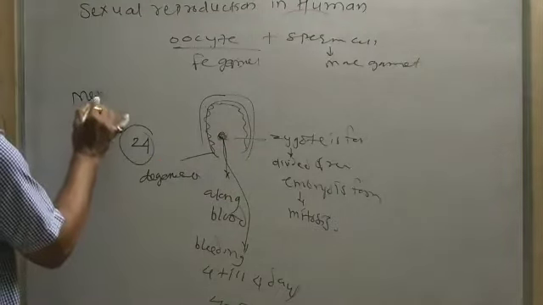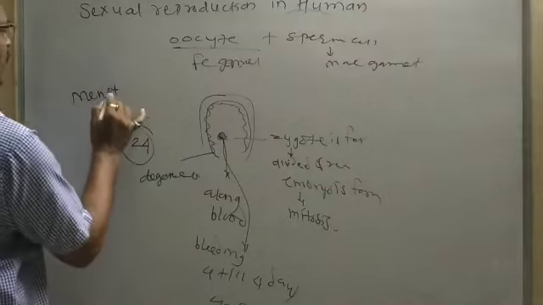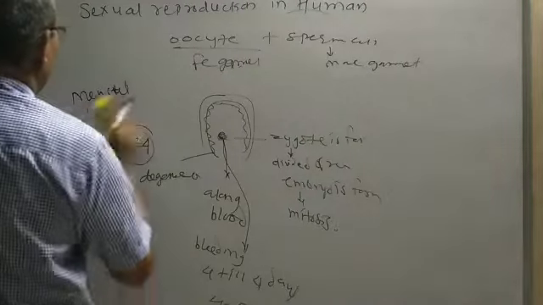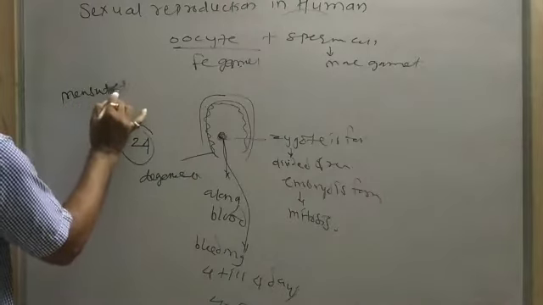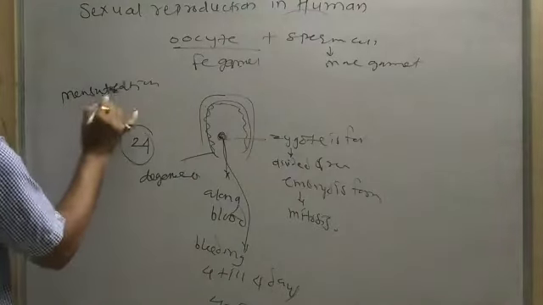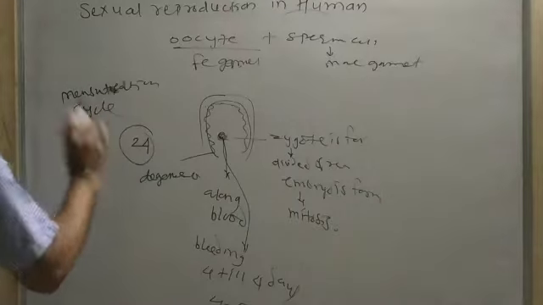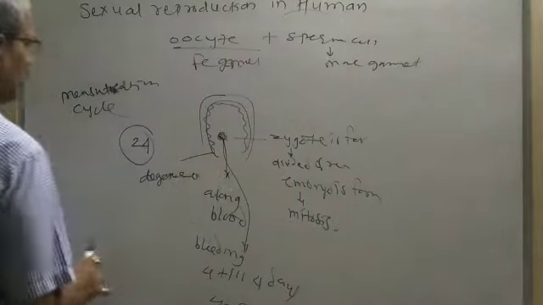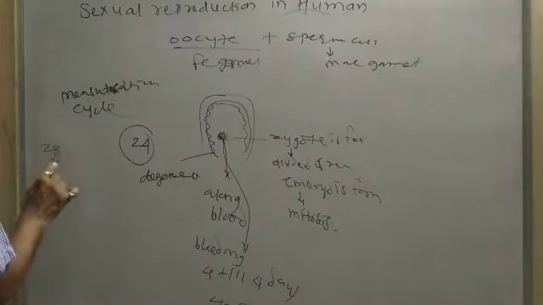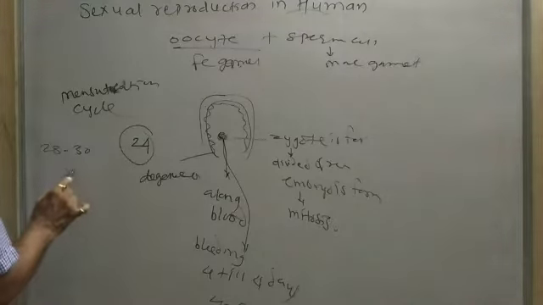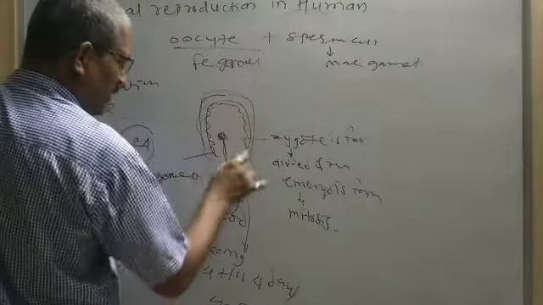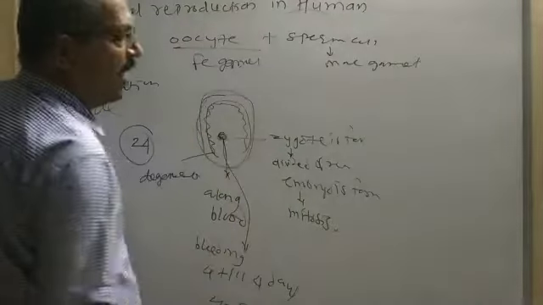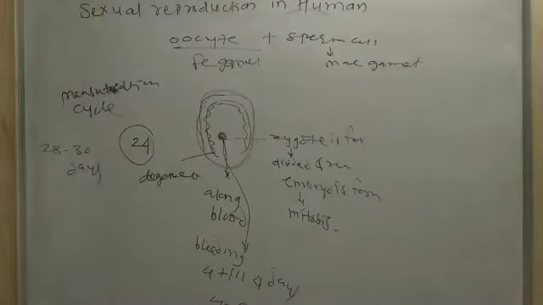That is called the menstruation cycle. Understand? And this menstruation cycle takes place after every 28 to 30 days. Means continuously there are changes that take place, and these changes take place after every 28 to 30 days.